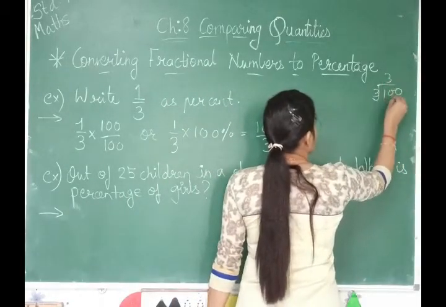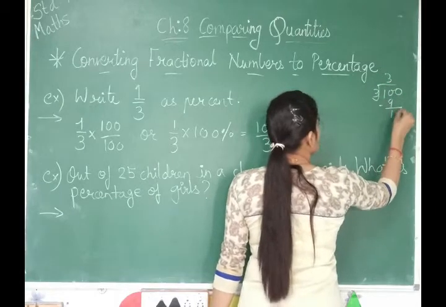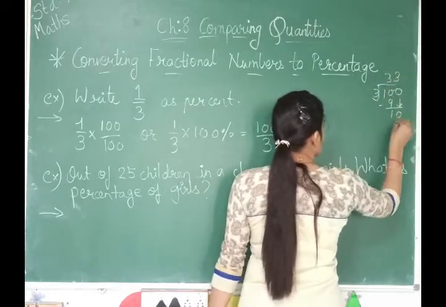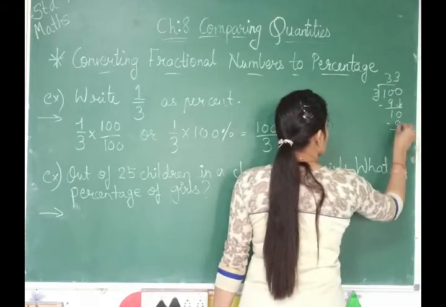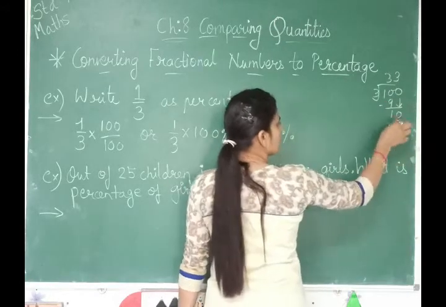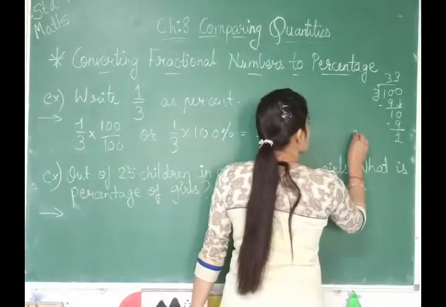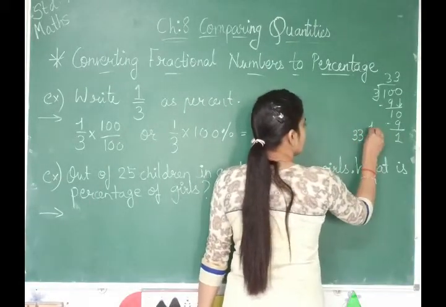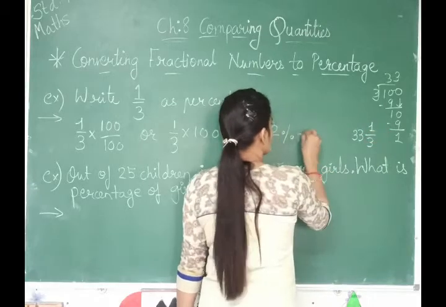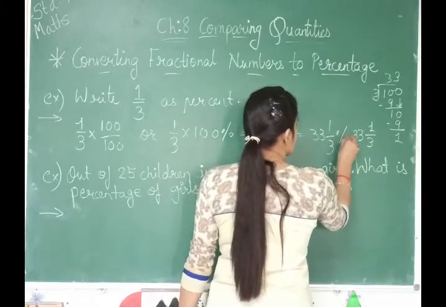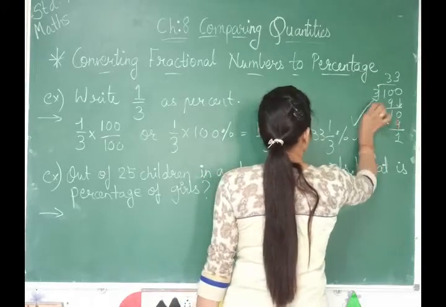3 3s are 9, 1 remaining 0. We will put down. Now 3 again, 3 3s are 9 minus 1. So here it will be what? If we want to write down in the fraction form, this 33 we will write down first, 33, after that 1 divide by 3. So it will be 33 1 by 3 percentage. This is the required answer.